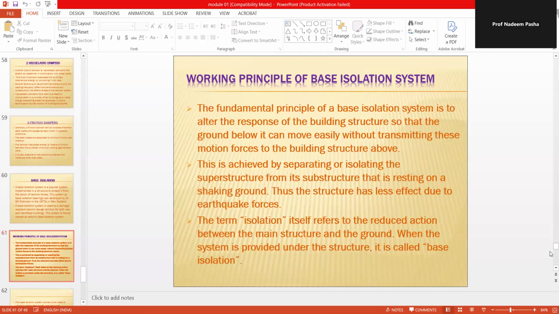Working principle of base isolation system. The fundamental principle of a base isolation system is to alter the response of the building structure so that the ground below it can move easily without transmitting these motion forces to the building structure above. This is achieved by separating or isolating the superstructure from its substructure that is resting on a shaking ground. Thus, the structure has less effect due to earthquake forces. The term isolation itself refers to the reduced action between the main structure and the ground. When the system is provided under the substructure, it is called base isolation.